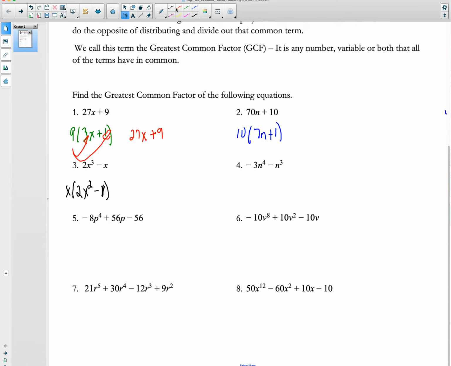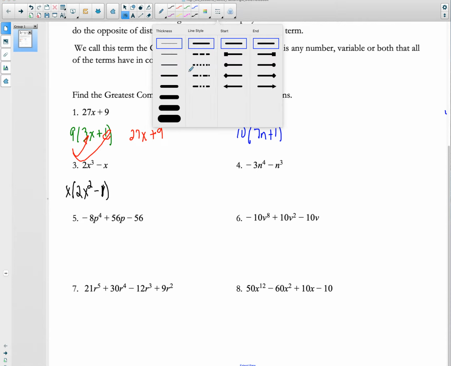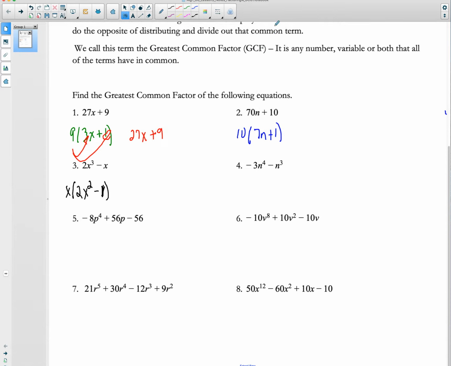I can see that I have what I need, and what I started with. So now let's shift and look at number 4. Once again, notice both terms are negative. Typically, if everything is negative, we factor that negative 1 out. In this case, the only thing common to negative 3 and negative 1 is, in fact, negative 1.